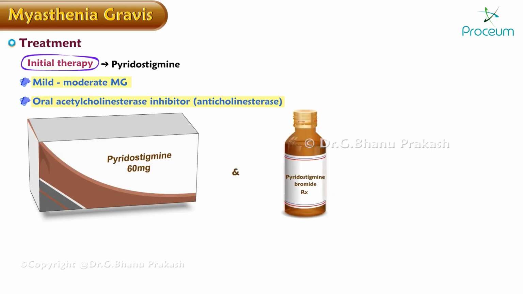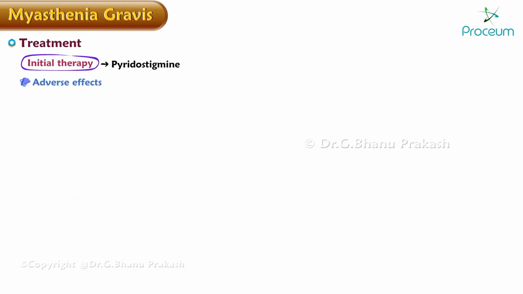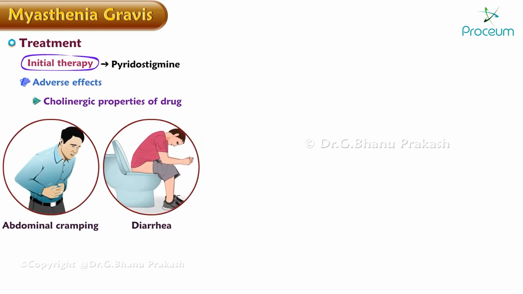Pyridostigmine is also available in an intravenous preparation and can be given to patients who cannot take oral drugs. This is usually in the setting of a myasthenic crisis. The adverse effects of pyridostigmine are mostly due to the cholinergic properties of the drug. The most common side effects include abdominal cramping and diarrhea.